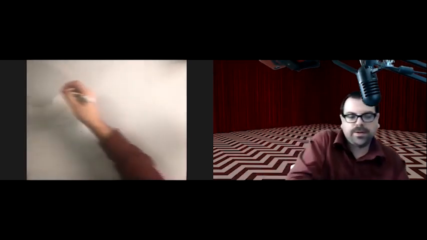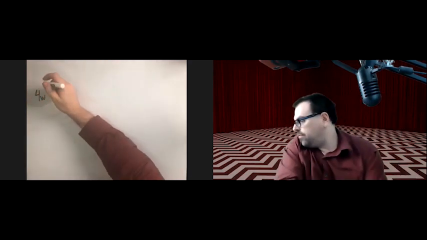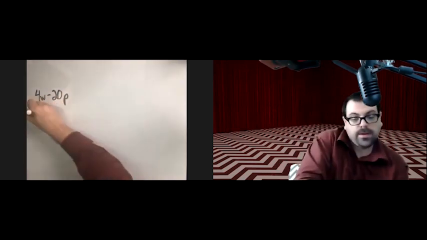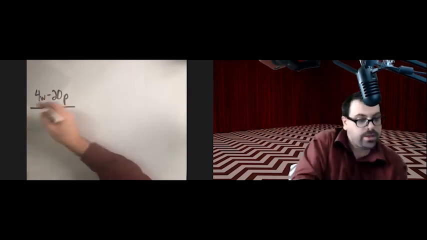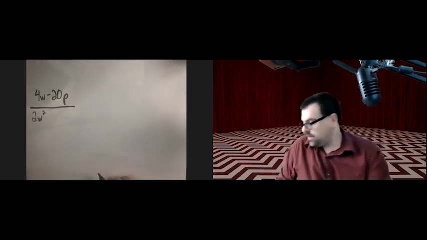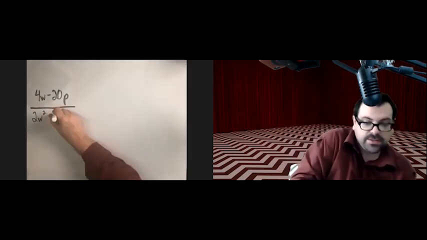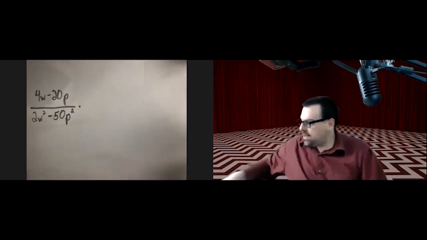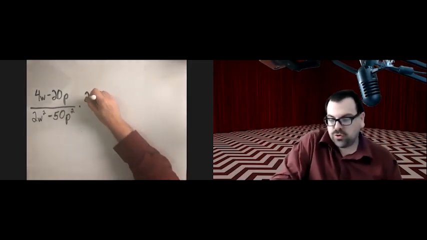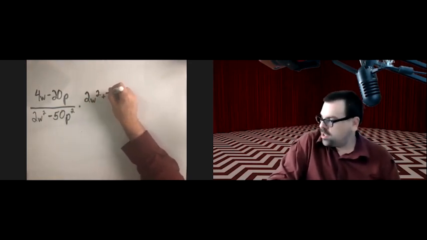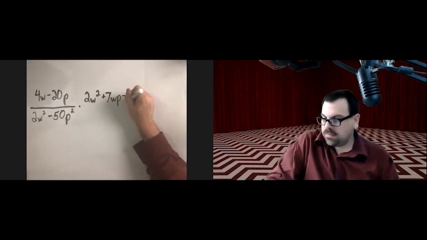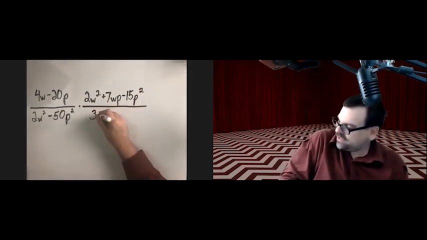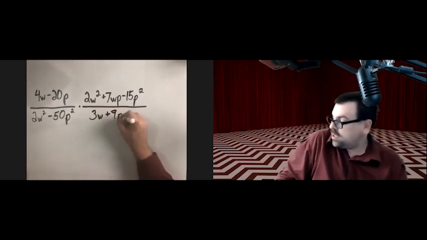Let's do another. 4w minus 20p over 2w squared minus 50p squared, times a numerator of 2w squared plus 7wp minus 15p squared. Wow. All over 3w plus 9p.